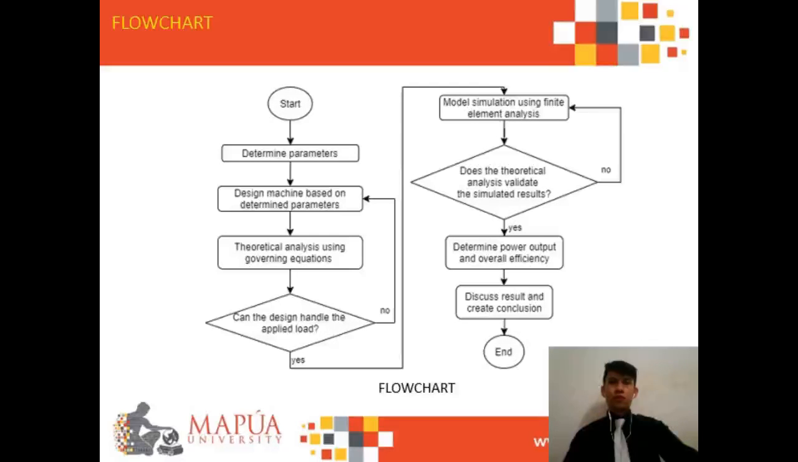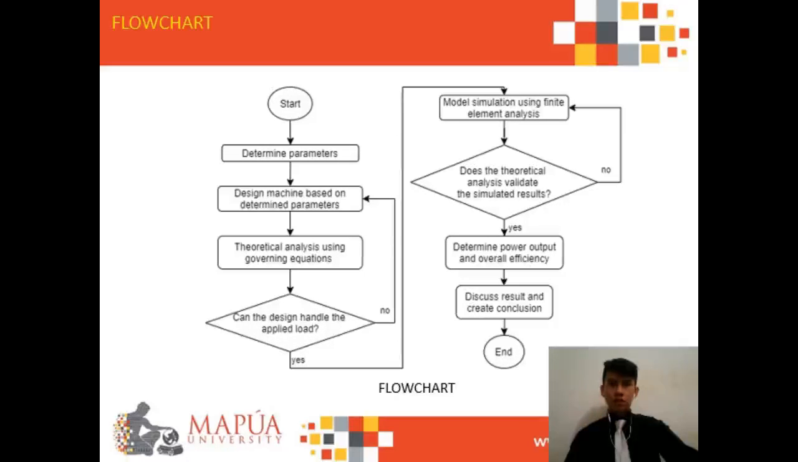So, this is our flow chart that we followed in performing the paper's objective. We started by determining the parameters of the system. Then the machine is designed based on the parameters. Basically, it was designed based on the power input and the generator's rating. The design is analyzed theoretically using the governing equations on the important components, which are the spur gears, bevel gears, and the shafts.